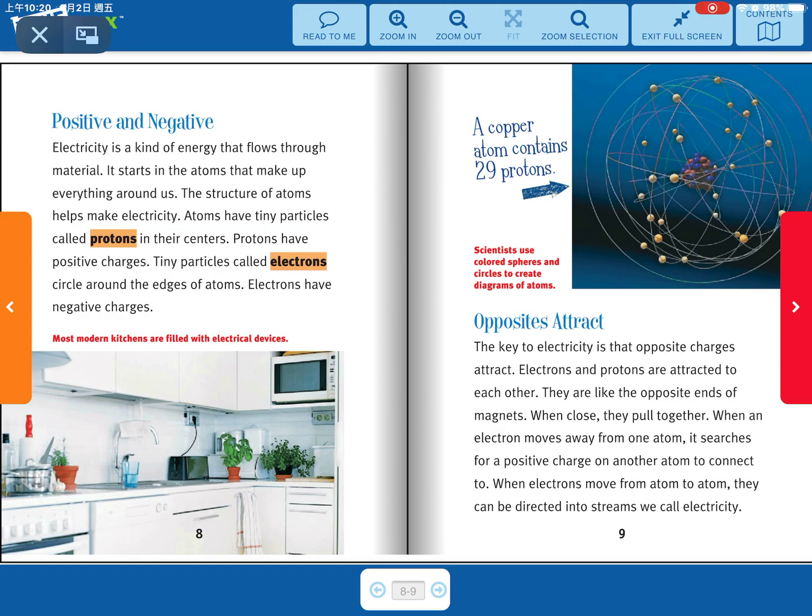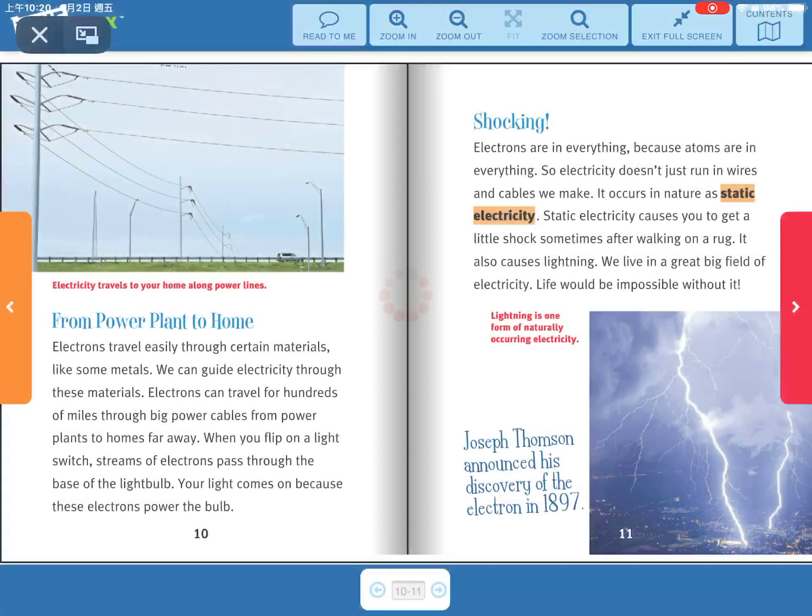When electrons move from atom to atom, they can be directed into streams we call electricity. From power plants to home, electrons travel easily through certain material, like some metals. We can guide electricity through this material. Electrons can travel for hundreds of miles through the big power cables from power plants to homes far away.